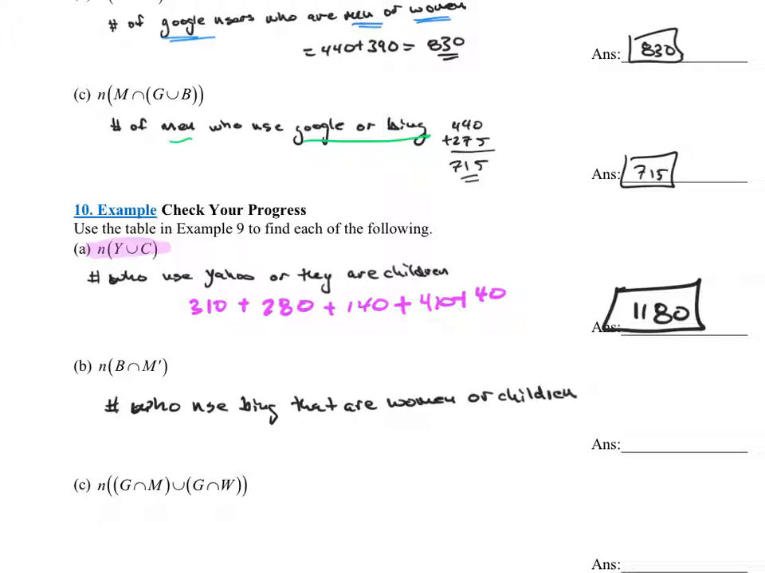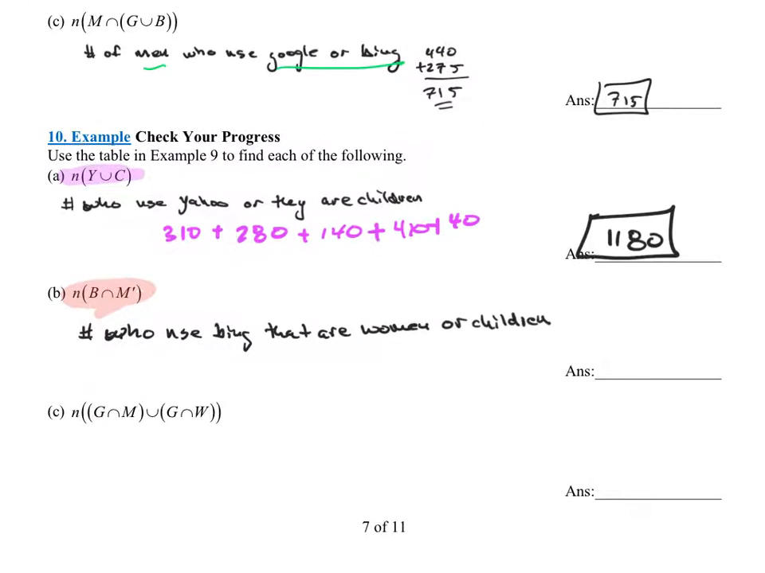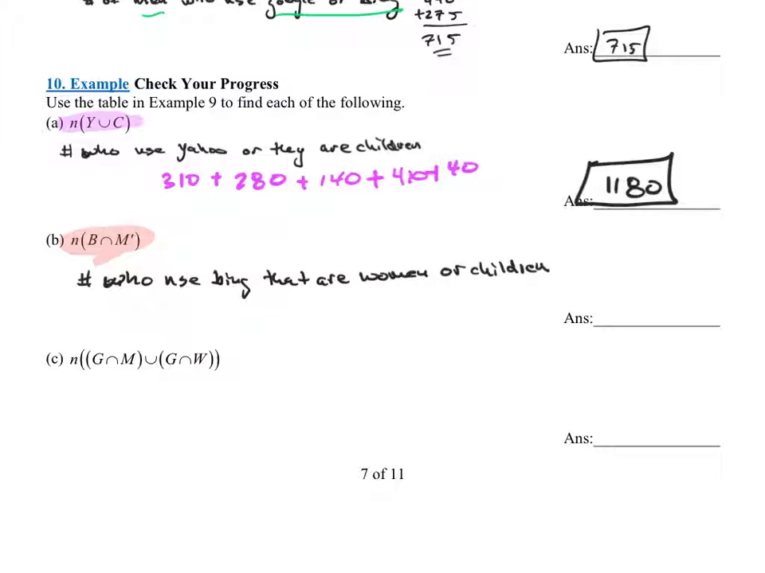So I'm going to go back to a highlighter now. Let's highlight this one in red. They use Bing, they're women or children. So I'm going to go up here with my highlighter. Where am I looking? They use Bing, they're women or they're children. So I see a 325 and a 40. So I'll do that now. So that's the 325 plus the 40. If I do 325 plus 40, I'm getting 365. So there's 365 users that use Bing who are women or children, or in this particular case what we meant to say is use Bing and are not men.